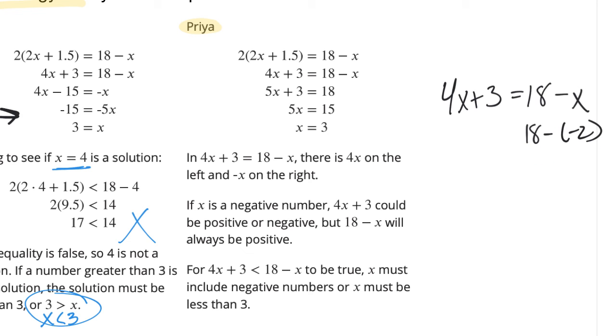And that means that this side is going to be greater than the left side. And that's not what we want, right? We want the left side to be less than the right side. So for this inequality to be true, x has to include negative numbers or x must be less than 3. So she reasoned through it very differently than Andre did, but it still works.